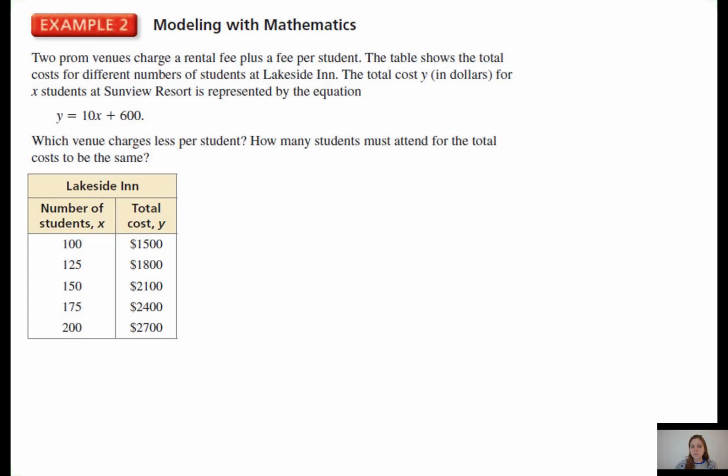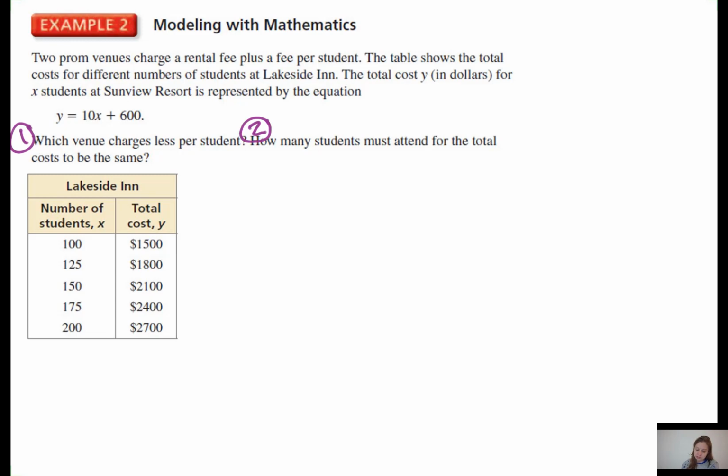Example 2. 2 prom venues charge a rental fee plus a fee per student. The table shows the total costs for different numbers of students at Lakeside Inn. The total cost y in dollars for x students at Sunview Resort is represented by the equation y equals 10x plus 600. Which venue charges less per student? And how many students must attend for the total cost to be the same?